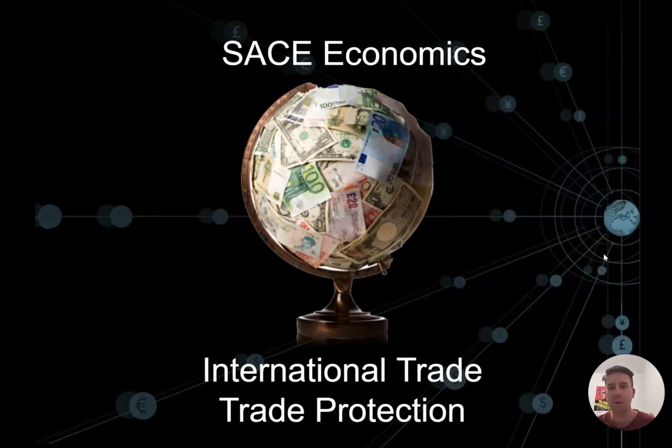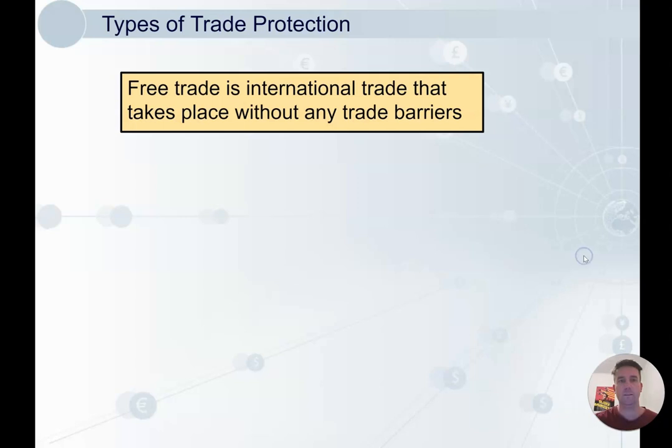Hey everyone, we're continuing to look at international trade. This time we are looking at how countries protect themselves from free trade, or more correctly, they protect local industries from free trade. Okay, so free trade is international trade that takes place without any trade barriers, but there are trade barriers that exist, and some countries use them a bit more than others.